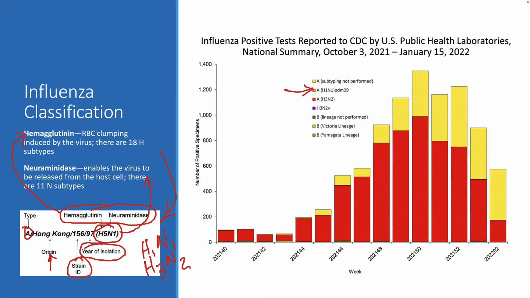And guess what? That happens to be a very big component of what we're encountering this year in 2021 to 22. So the predominant strain that we're seeing is H3N2 this year. But there's other ones too. There's H3N2V, etc. So this is the method that we use to classify influenza infections in the U.S.